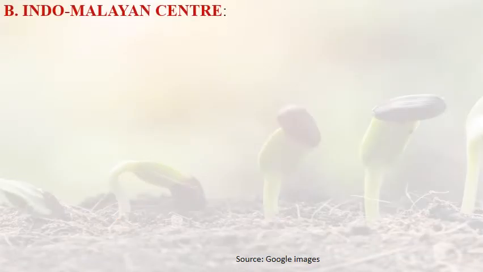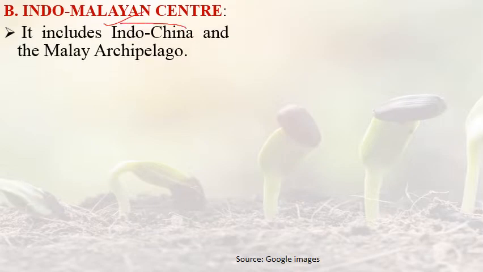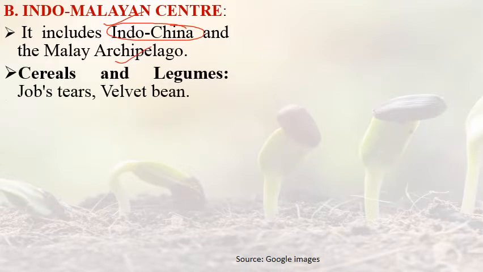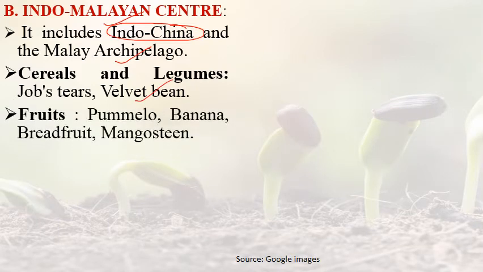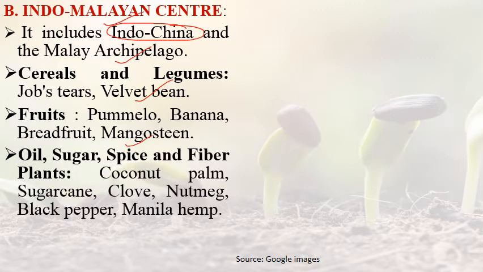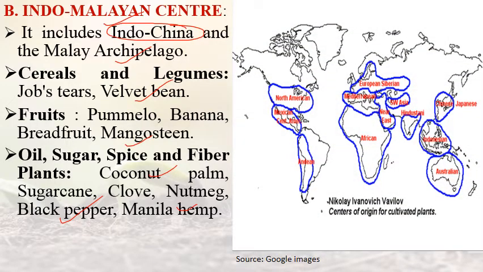Next we have the second part of the Indian center, that is the Indo-Malayan center. It includes Indo-China and the Malay archipelago. And the plants which originated in this include the cereals and legumes like Job's tears, velvet bean, fruits like pomelo, banana, breadfruit, mangosteen. Next, oil, sugar, spices and fiber plants like coconut palm, sugar cane, clove, nutmeg, black pepper, Manila hemp. So these are some plants which originated in this Malayan center, which comes under this Indian center of origin.